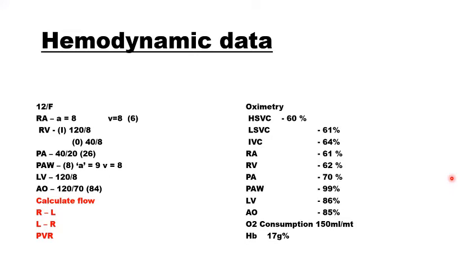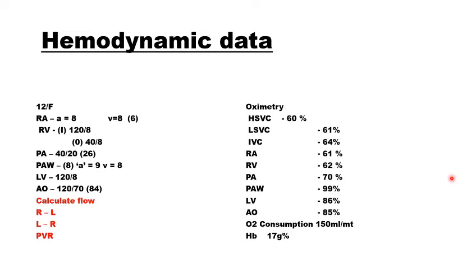Okay. In a patient where the systolic pressures of RV, LV, and aorta are the same, what is the first condition that you should suspect? Sir, a non-restrictive VSD with overriding of aorta. Don't use all those things. Whenever RV systolic pressure, LV systolic pressure, and aortic systolic pressure are the same, the first condition that you should suspect is tetralogy. Yes.